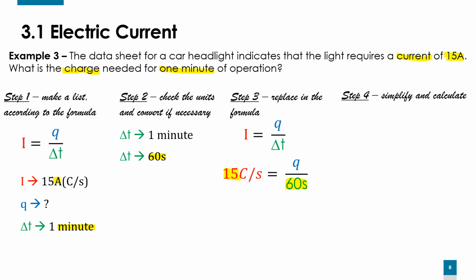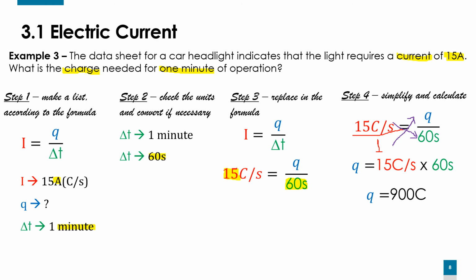Step 4, simplify and calculate. So how do I simplify this one? I need to do cross multiplication, remember? So here I do 1 times Q equals 15 times 60. So Q times 1 is Q, and 15 times 60. When I do it like that, my second disappears because it's divided one by the other, and I have just the coulomb left. So 15 times 60 is 900 coulomb.